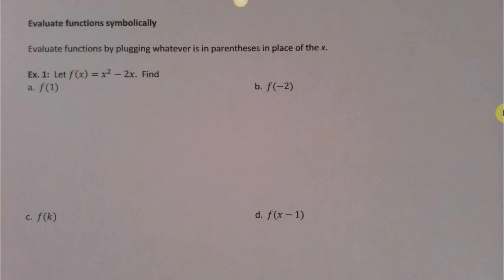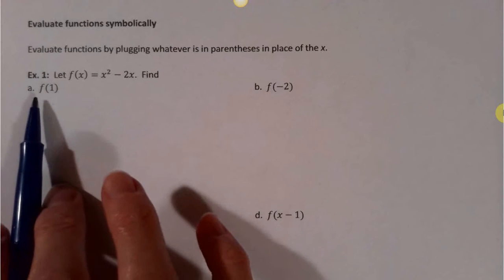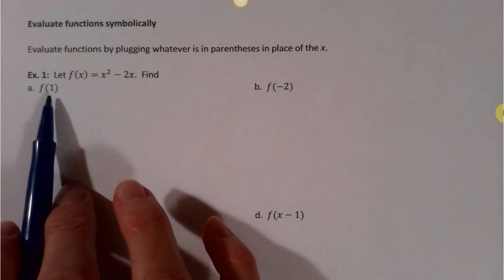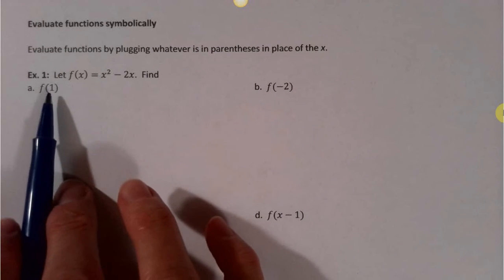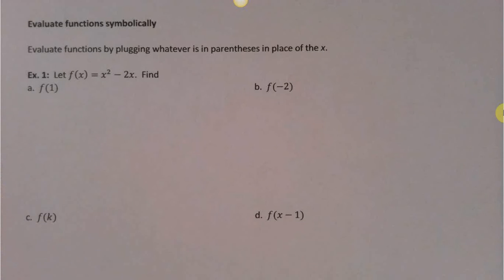I'm going to start this unit by reviewing evaluating functions. So just remember, whenever you see function notation, so the name of a function followed by something in parentheses, what that is telling you is that whatever you see in parentheses gets plugged into the function in place of the x, whether it's a number, a variable, or a combination of the two. So whatever you see in parentheses is what gets plugged in.